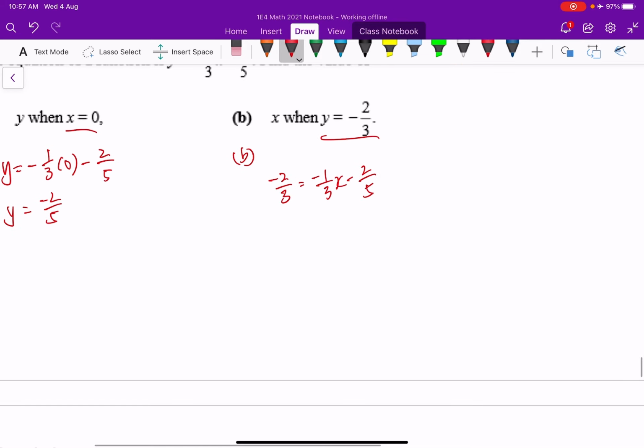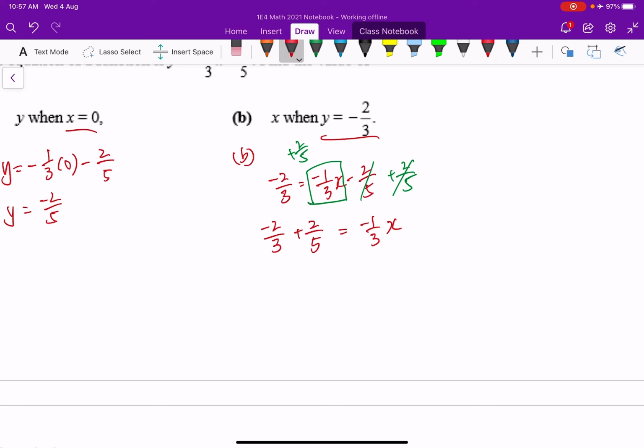Okay, I hope you guys have tried. So let's see how we can do this question. I want to isolate this. So I plus this to cancel the 2 over 5. I need to add that on the left hand side as well. Whatever that you do to the left, you must do to the right. Okay, so it's negative 2 over 3 plus 2 over 5 equals to negative 1 over 3x.